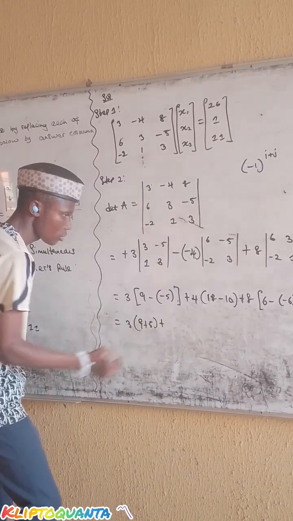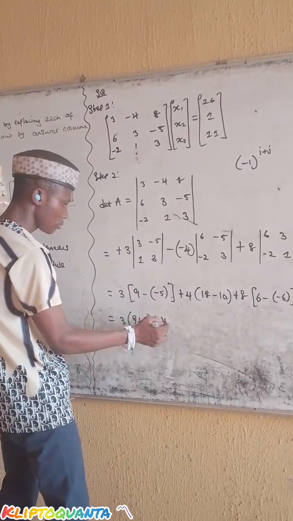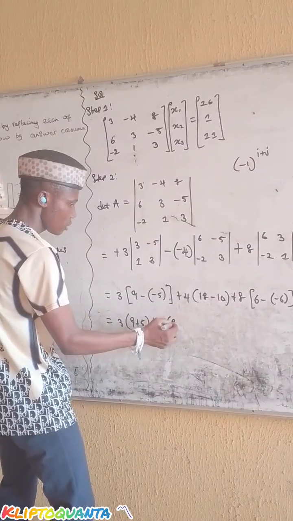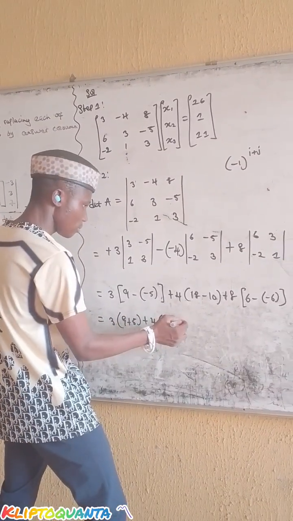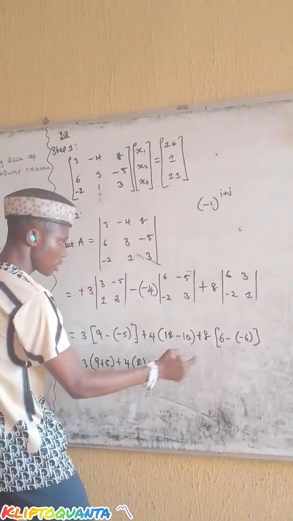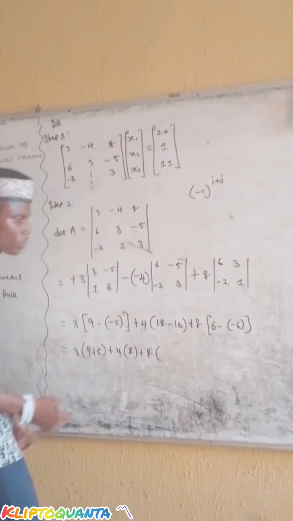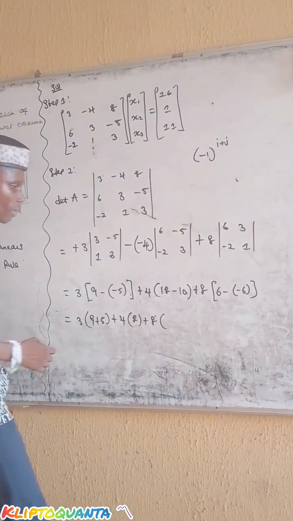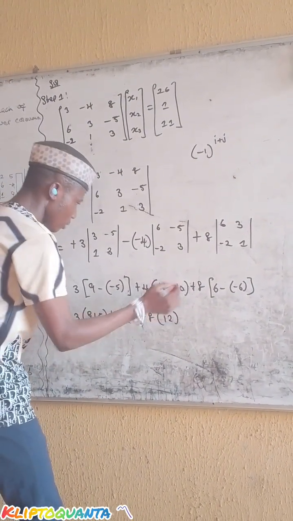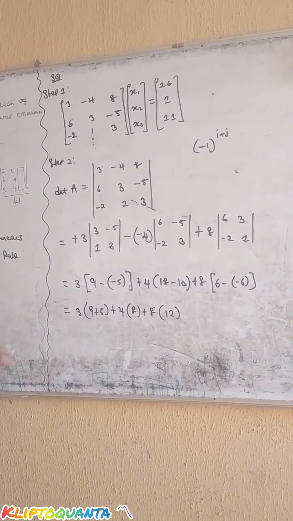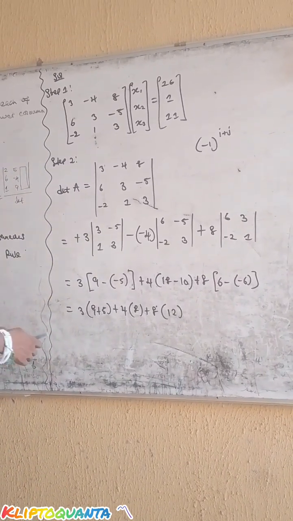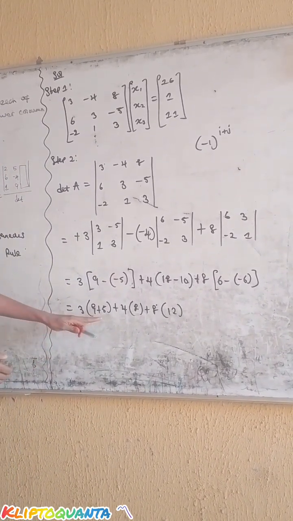Then plus, so we have 4 into bracket. 18 minus 10, you have 8. Then we have plus 8 into bracket. This is what? Minus times minus, you have plus. Then 6 plus 6, that gives us 12. So as to make everything much more error-free. So I hope you know how we got this 9 plus 5, right?